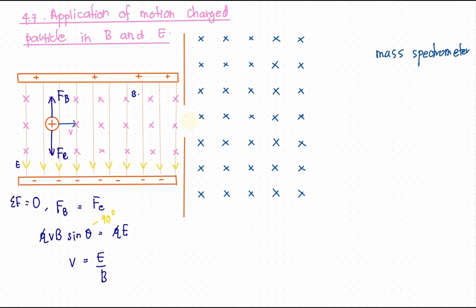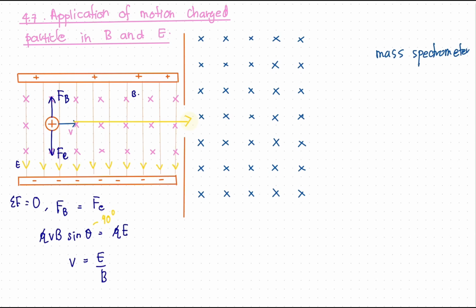As velocity is equal to E over B, these two forces are balanced, so the charge is going to move in a straight line. It won't be deflected either up or down. So the only charges that move in a straight line will enter the mass spectrometer.